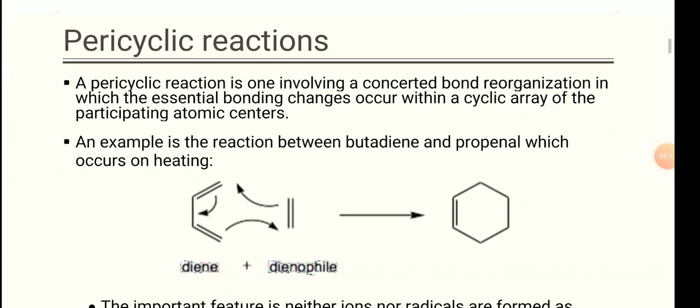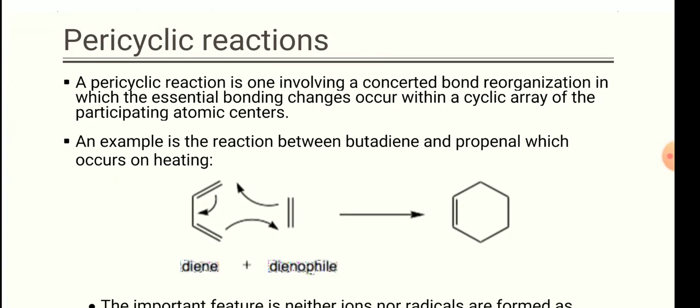So again I am saying, a pericyclic reaction is a type of reaction where it follows a cyclic transition state, and here the formation of the bond and breaking of the bond take place simultaneously. So within a very short period of time you can get a product, and you get a cyclic product.